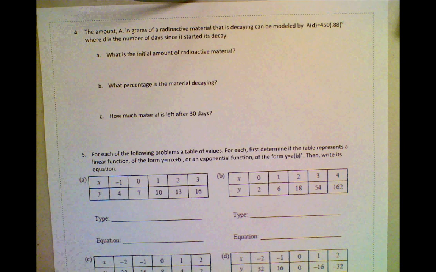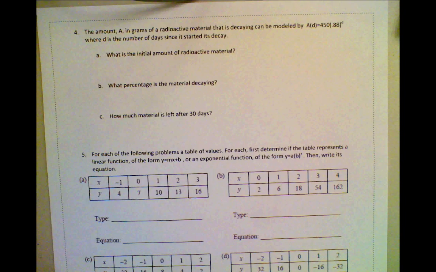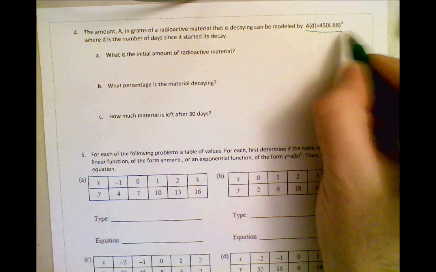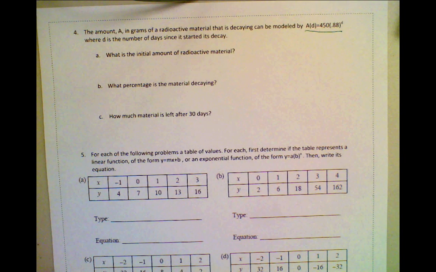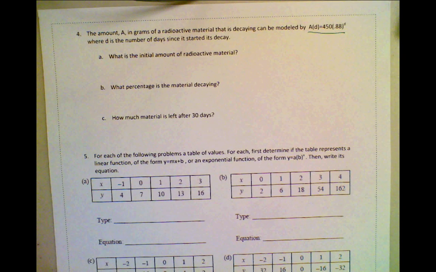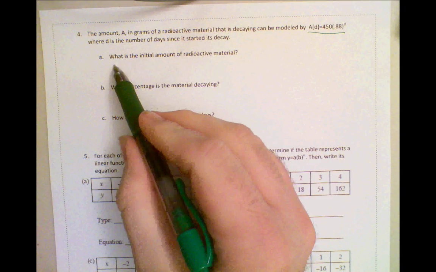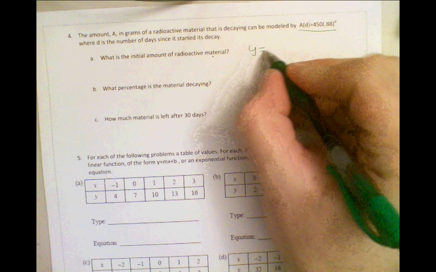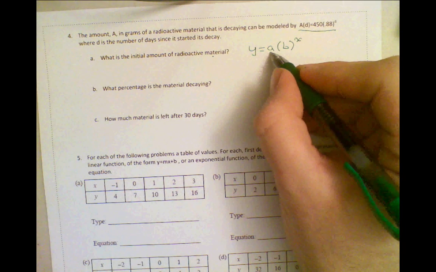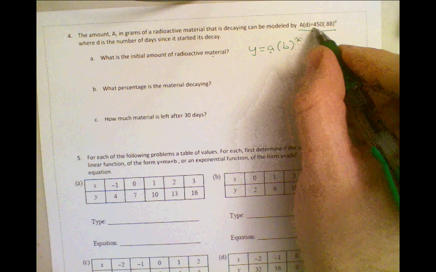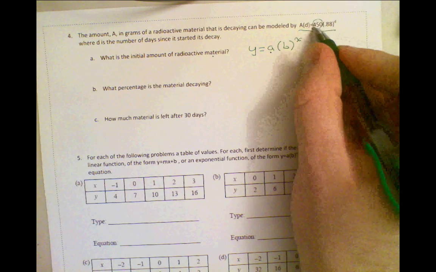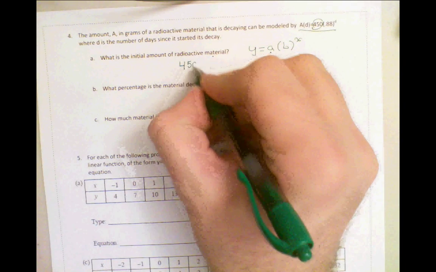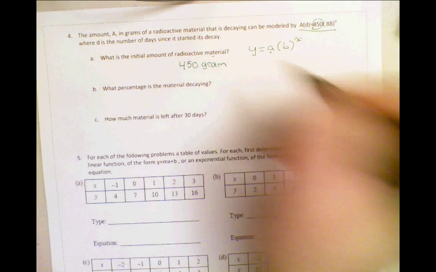The amount A in grams of radioactive material that's decaying can be modeled by the given equation. Once again, I'm giving you the equation that you need to use. Okay? So what we need to do from here is look at the situation we have. So what is the initial amount of radioactive material? So remember, once again, y equals a times b to the x. Okay? Match it up. A is the initial amount. So take a look here. I got 450 in the front. So it's going to be 450 grams of the radioactive material.